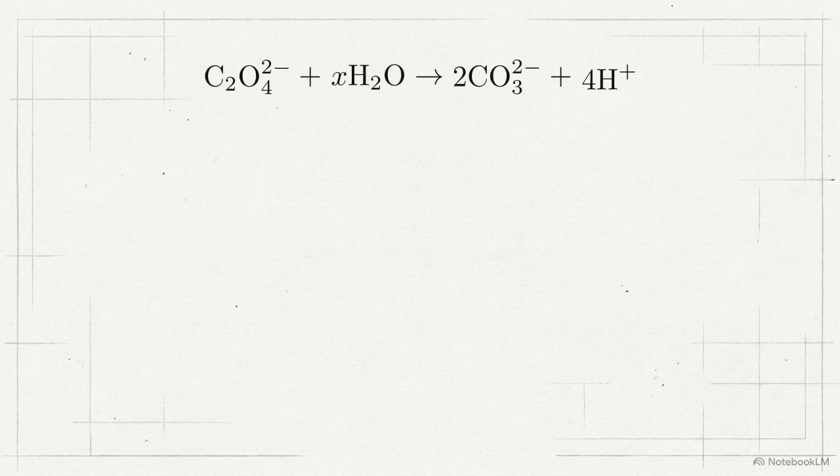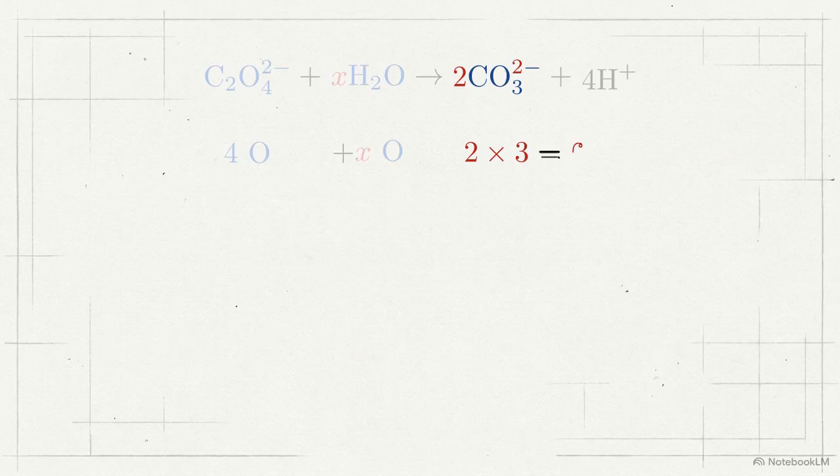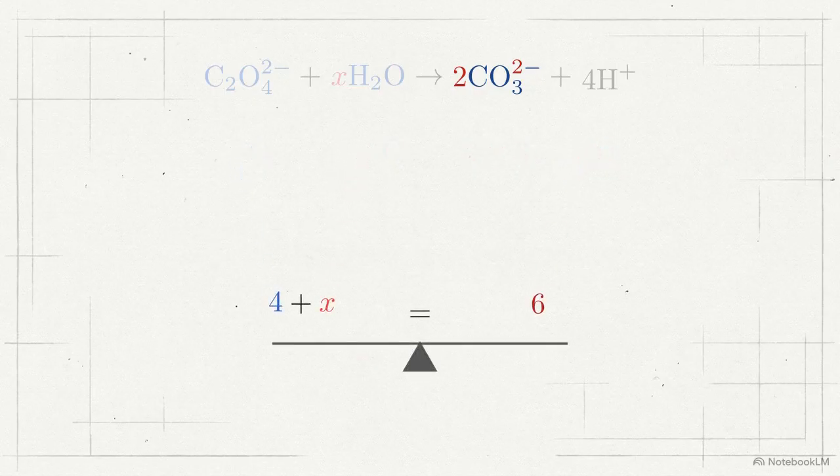Let us track the oxygen atoms. Look at the reactant side. We start with 4 oxygen atoms provided by the oxalate ion. Then we add the oxygen from the water molecule. Because there is an X in front of H₂O, that contributes X more oxygen atoms. Now look at the product side, focusing on the carbonate ion. We calculate the total oxygen by multiplying the main coefficient, 2, by the atomic subscript, 3. 2 times 3 gives us exactly 6 oxygen atoms on the right.